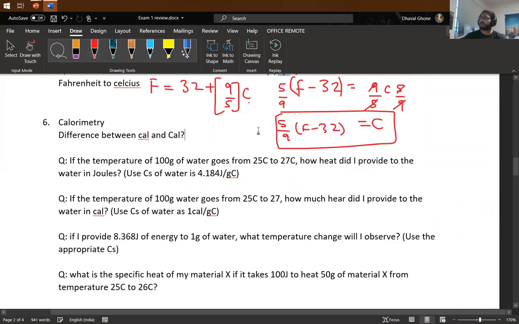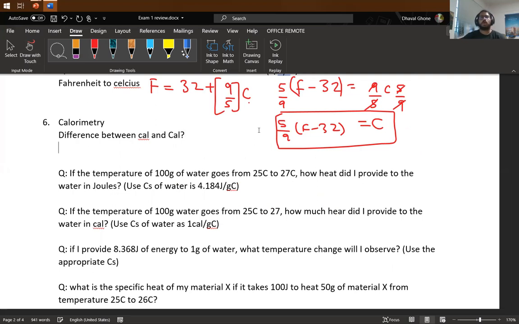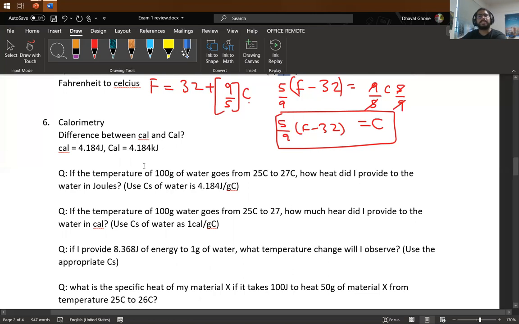This is about calorimetry. So the first question is, what's the difference between small c cal and a big C cal? And small c cal equates to 4.184 joules. So can you guys figure out what the big C cal equals to? Big C cal equals to still 4.184 joules or kilojoules. In this case, it is kilojoules. So big C cal is 1,000 times bigger than small c cal.